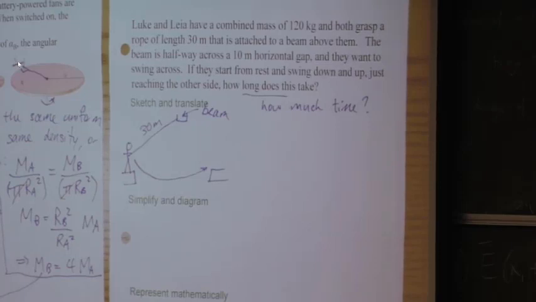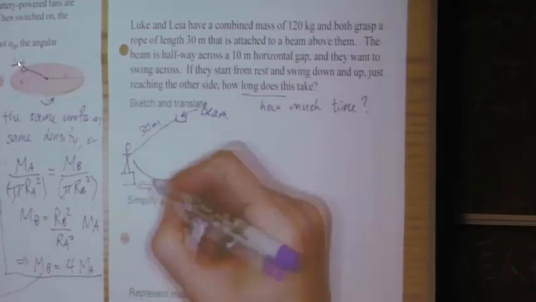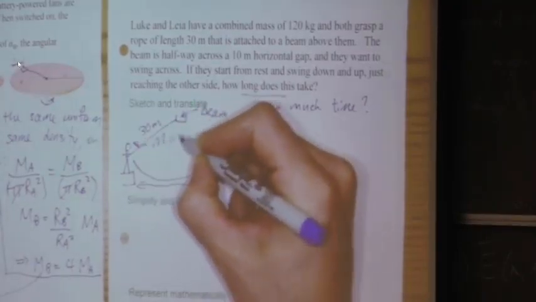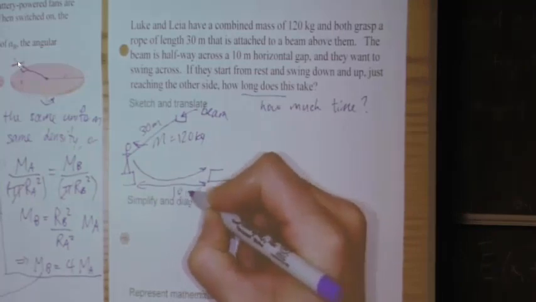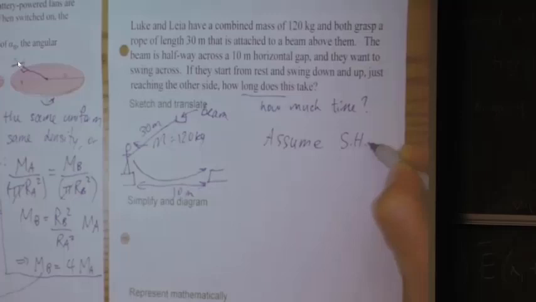I've had students come to office hours, and they've set up the free body diagram, and they're trying to figure out the acceleration and then quit anyway. So watch how I do it, because it's going to be really, really ridiculously simple. Let's assume, so this is 10 meters, by the way, and their mass is 120 kilograms. Assume simple harmonic motion, and then this problem becomes really simple. Okay, this is a simple pendulum.